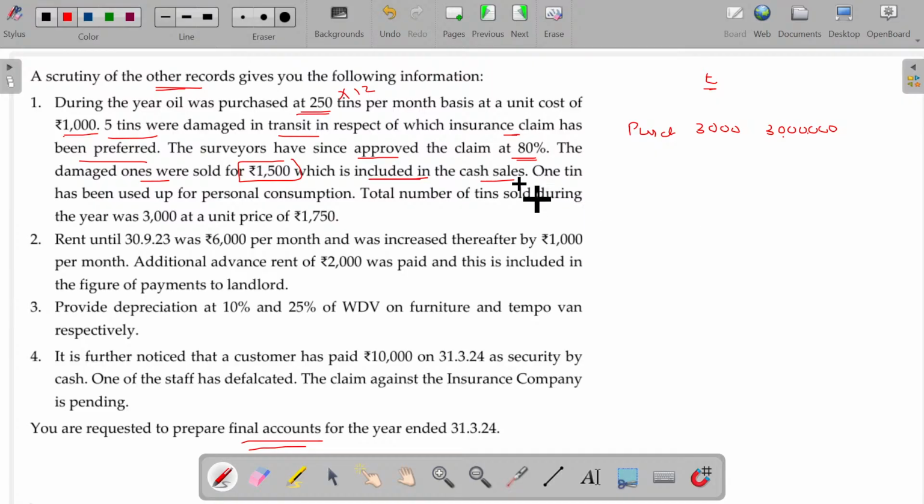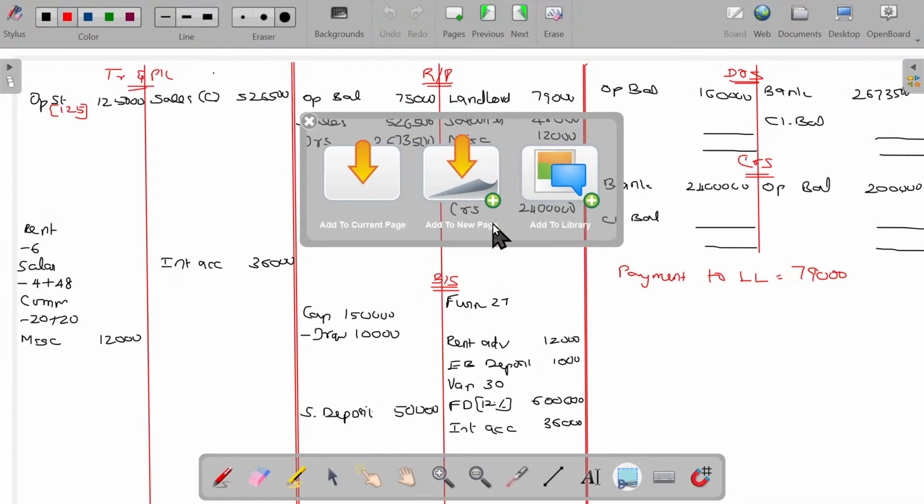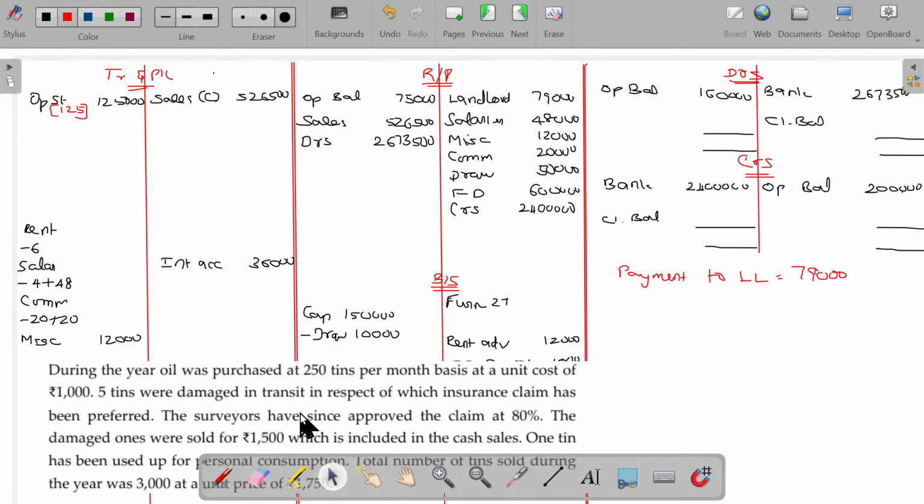Now, 1 tin has been used for personal consumption. The total number of tins sold during the year was 3000 at a unit price of rupees 1750. Is that clear? So I'm going to incorporate this information for finding the sales, purchases and all here. I'll keep it pending here. Okay.